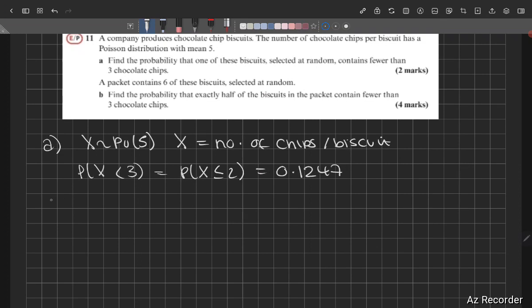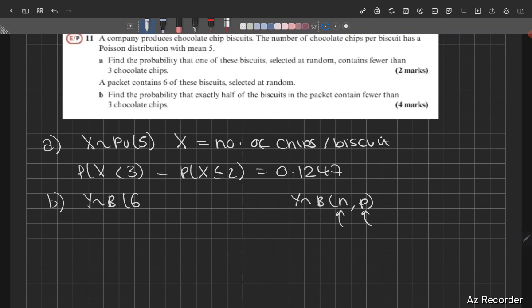For part B, a packet contains 6 of these biscuits selected at random. This is no longer a Poisson distribution, but we're using a binomial distribution. So Y ~ B(6, ...), because 6 is the n value of a binomial. If you notice, a binomial is often in the form of n and p, so this is the number and this is the probability.